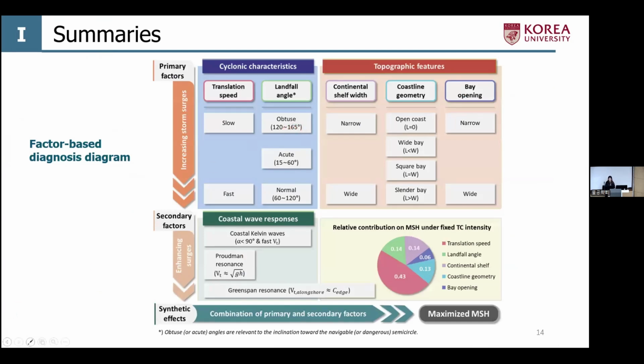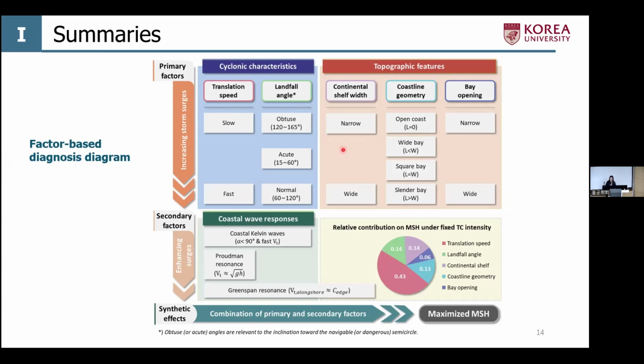So actually we run lots of cases, and then we get this very, I think it's beautiful diagram. This is the factor-based diagnosis diagram, and it shows that if we check the translation speed, it has two conditions, the slow to the fast. That means when the translation speed increases, the storm surge will increase. So this type of factor-based diagnosis diagram is a very quick and simple evaluation guidance for the future scenarios.